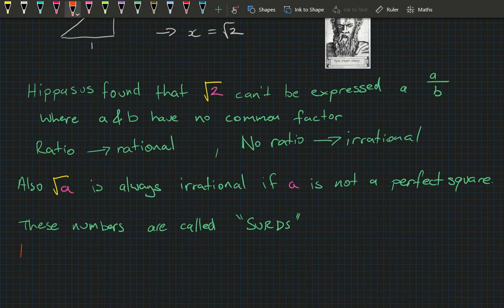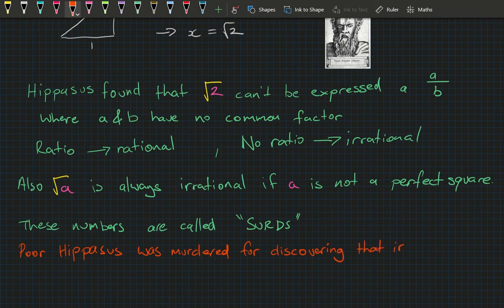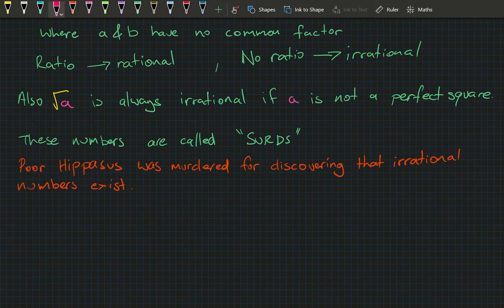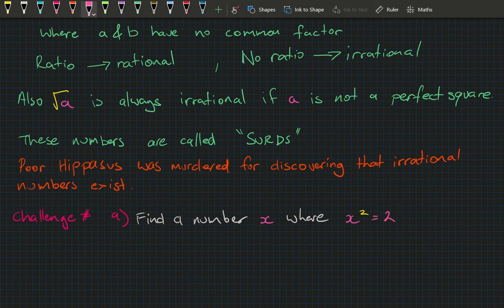But please treat them with respect, because poor old Hippasus was murdered for having ruined the Pythagorean philosophy that all things and all numbers were in ratio to each other. Before you continue on, I have a little challenge for you, and part A of that is find a number x where x squared is equal to 2. The trick with that is to try and estimate different numbers until you get closer and closer.